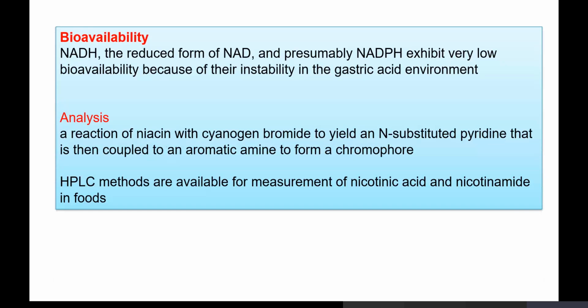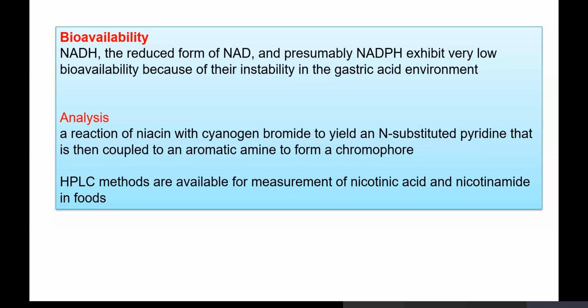NADH, the reduced form of NAD, and presumably NADPH, possess very low bioavailability because of their instability in gastric acid. We know that the gastric environment is highly acidic, so their bioavailability is poor compared to others. So analysis of this is important, because as a food scientist, when you go to the industry and want to retain or restore more thiamine in canned corn, peas or vegetables, at that time you need to understand how one can analyze.